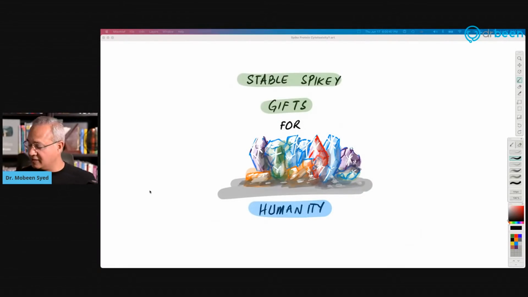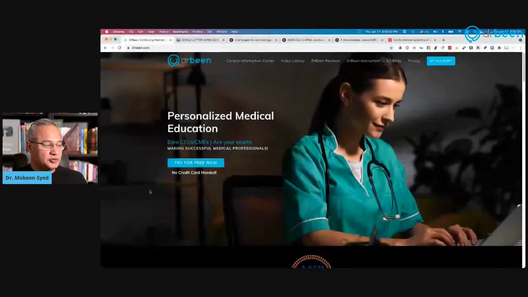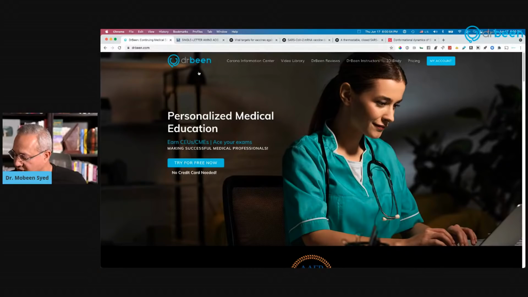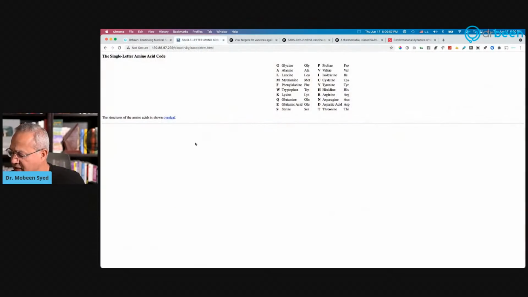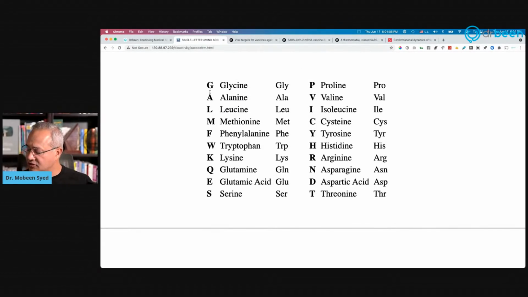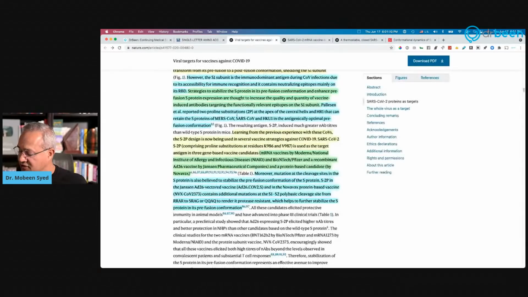So this is our little stable spike protein gifs. And let me show you the references. So this is drbeen.com. This is just a simple table that shows the amino acids are little bricks that are used to make our genetic material. So amino acids can have single letter names. And this is useful for us because, as I discuss the mutations in the spike protein, some of these single letters may be useful. So I thought I would share this link with us. It is in the description as well.